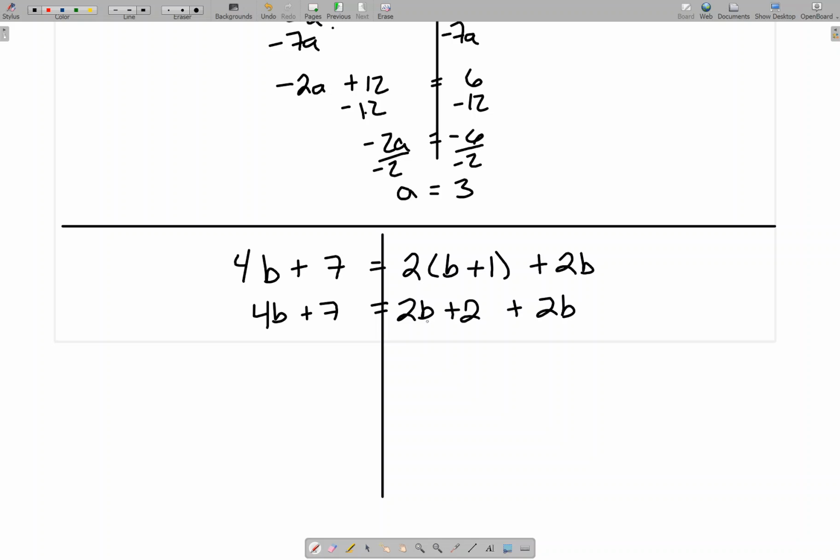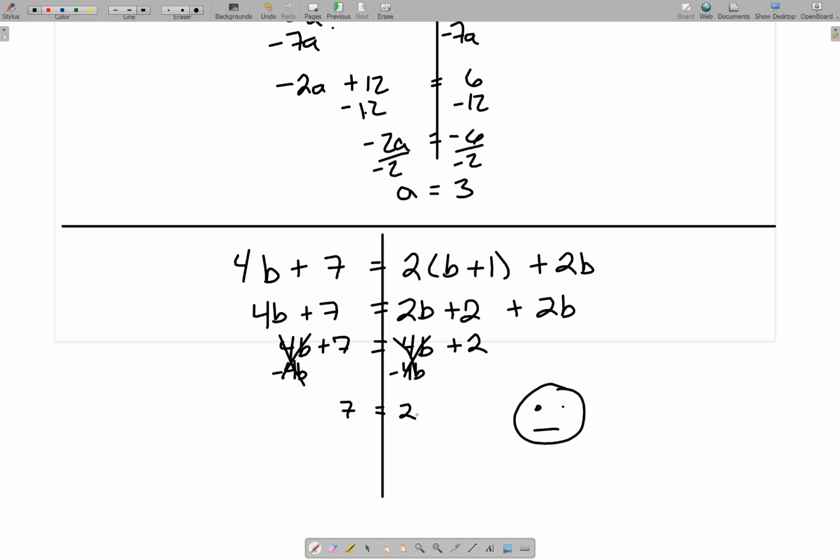Now I'm going to combine like terms. On the right hand side I can combine the 2b's to make 4b's. Drop down the plus 2, drop down 4b plus 7 over here. So now I've got distributed, combined, so now variables to the left. So I'm going to minus 4b from both sides. This cancels and this cancels, leaving me with 7 equal to 2. But that's weird, right? Because I don't have a coefficient. So what do I do in this situation?